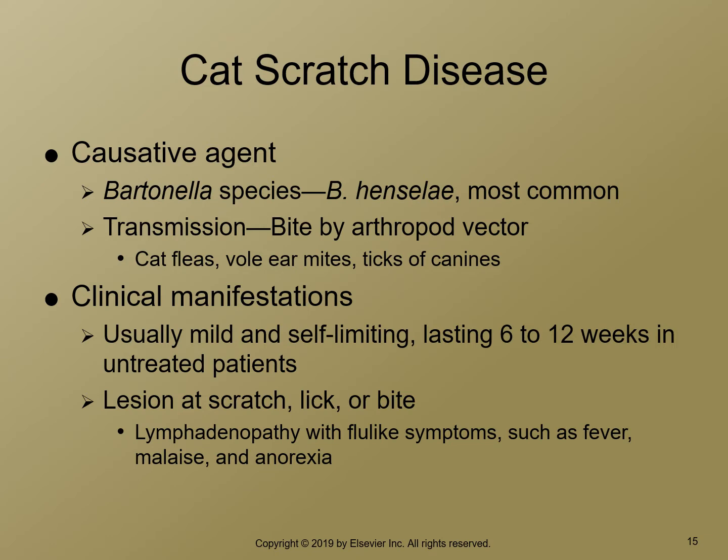The next zoonotic infection we talk about is cat scratch disease, which we mentioned briefly in previous lectures. The causative agent of this infection is Bartonella species, with Bartonella henselae being the most common. Transmission of this infection is via the bite of an arthropod vector, typically cat fleas, ticks of canines, or vole ear mites.